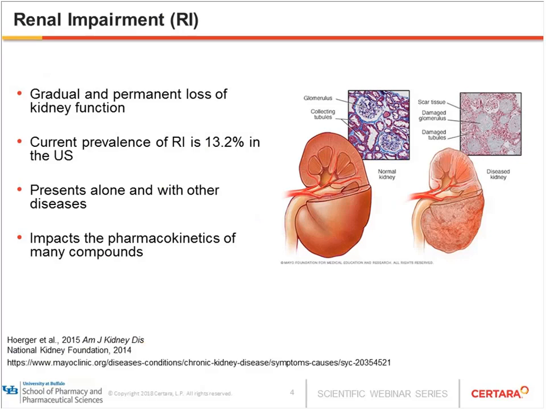So renal impairment is the disease state of interest for this project. So what is renal impairment? RI is the gradual and permanent loss of kidney function. The current prevalence of RI in the United States is around 13%, and it has a projected prevalence of around 17% by 2030. RI presents alone and with other diseases, and it's long been known that RI impacts the pharmacokinetics of many compounds.